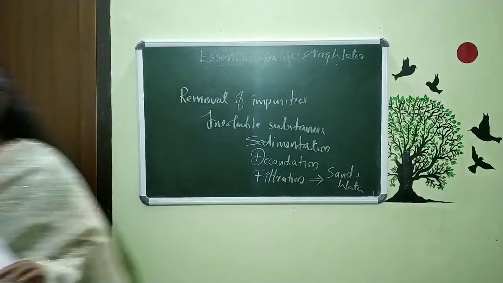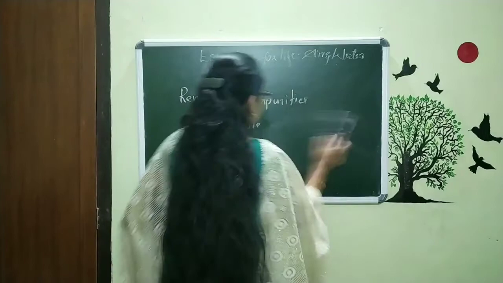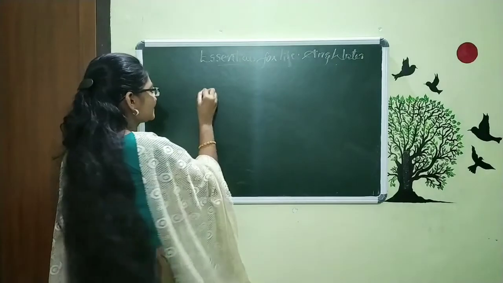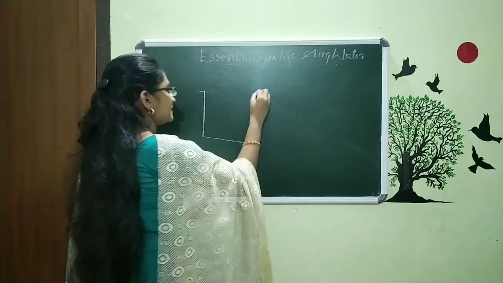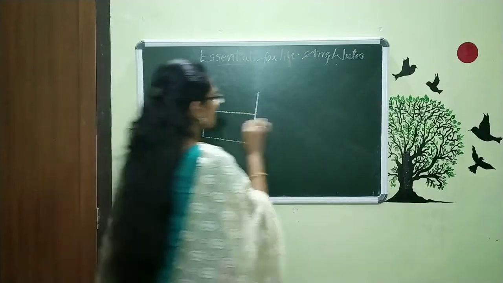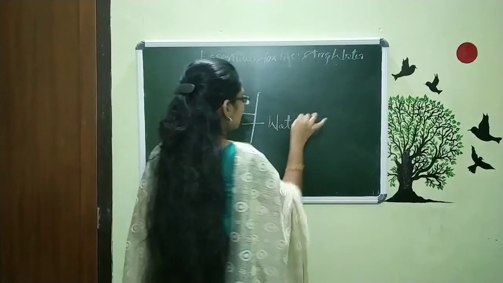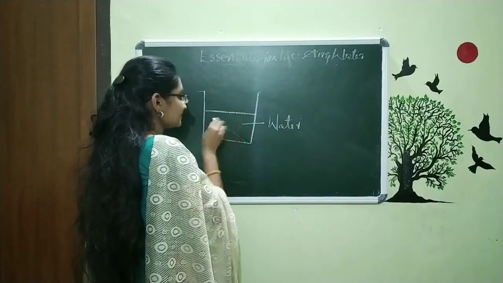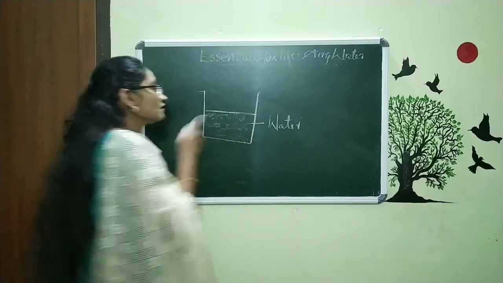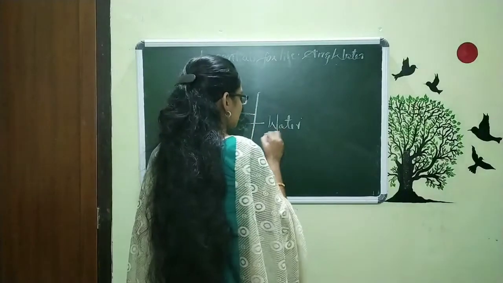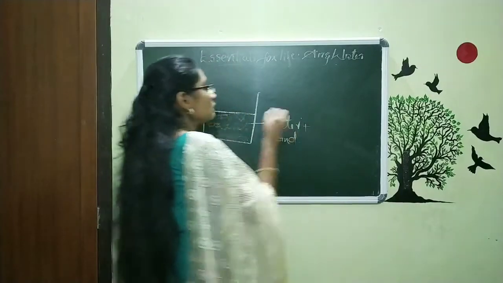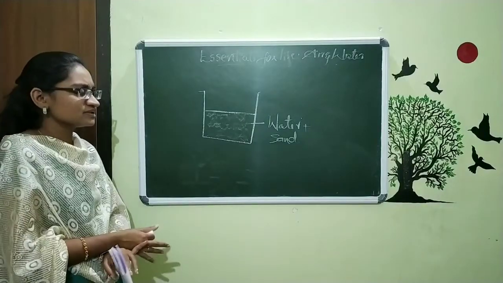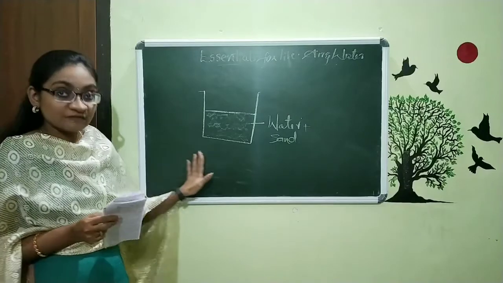I am going to take a beaker, fill it with water, add some sand to it and stir it well. So this is a beaker filled with water. Now I am adding some sand inside this and mixing it. So now this is water plus sand. Now my aim is to separate this. We know we can do sedimentation and decantation. Now we are discussing filtration.